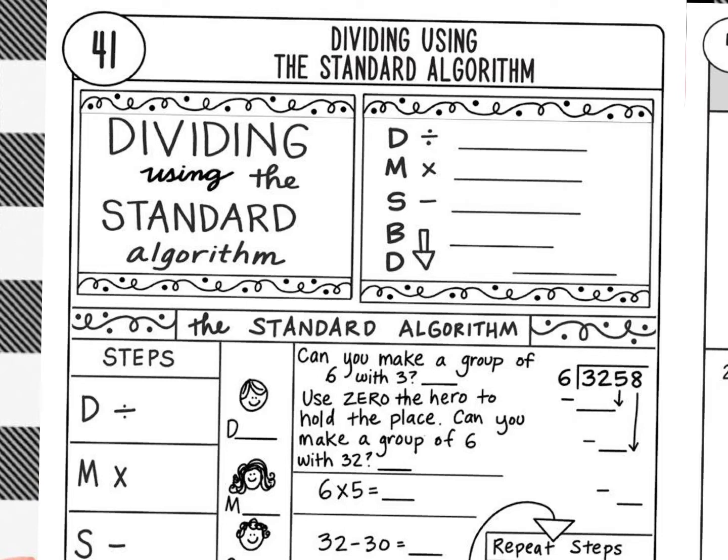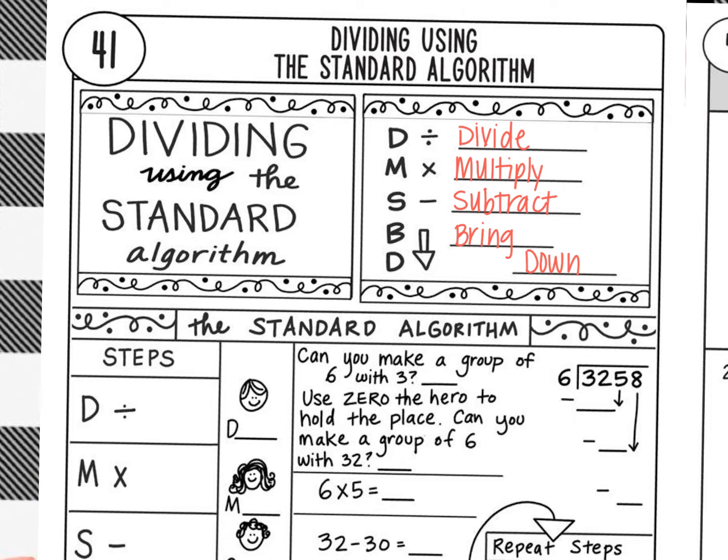So the first D is divide. So we're going to fill in the blank. We need to know that in our acronym here, the D means divide. M, we have to multiply next. So why do we spend so much time multiplying beforehand? Because we have to be able to multiply in order to divide. Then we subtract. Yep, bring down. Bring down.